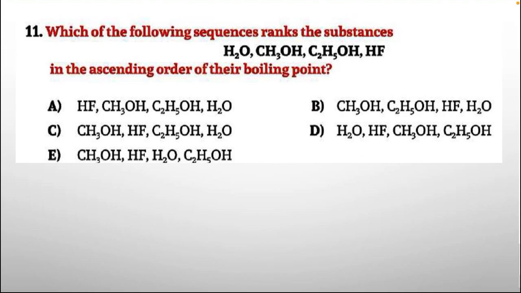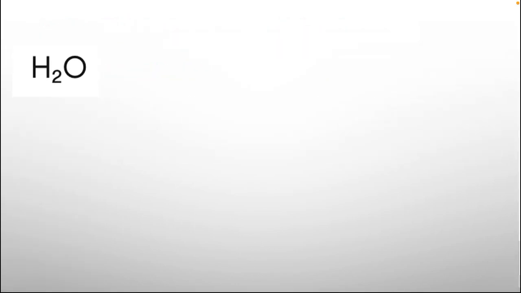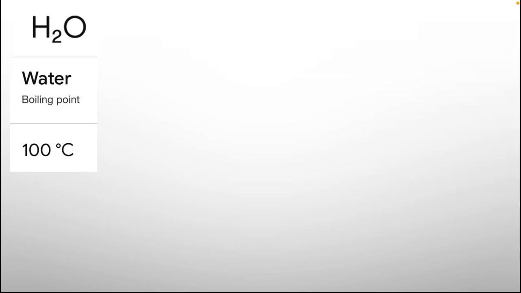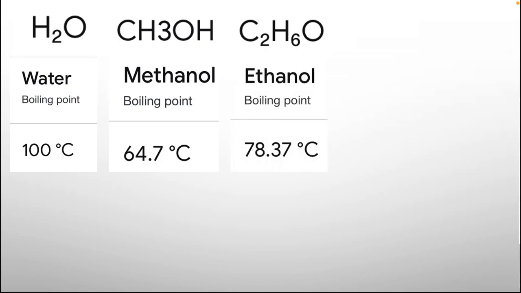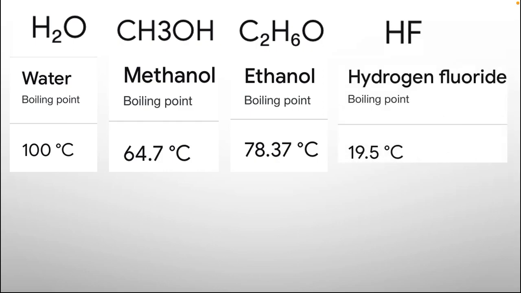However, for that solution, we are going to remember their boiling points, and in the next slide it will give you the boiling points. H2O, water, boiling point is, we all know, 100 degrees centigrade. CH3OH, methanol, 64.7 degrees centigrade. C2H6O, ethanol, 78.37 degrees centigrade. HF, hydrogen fluoride, 19.5 degrees centigrade.